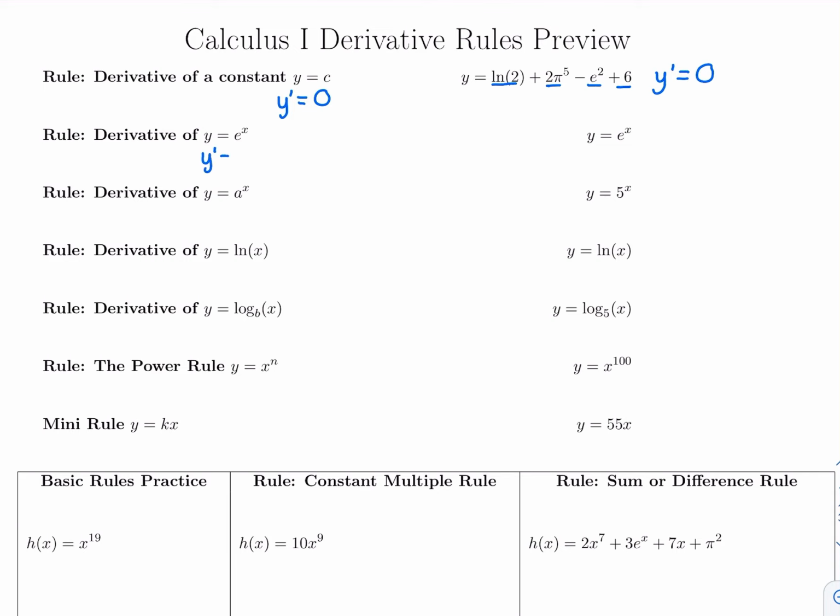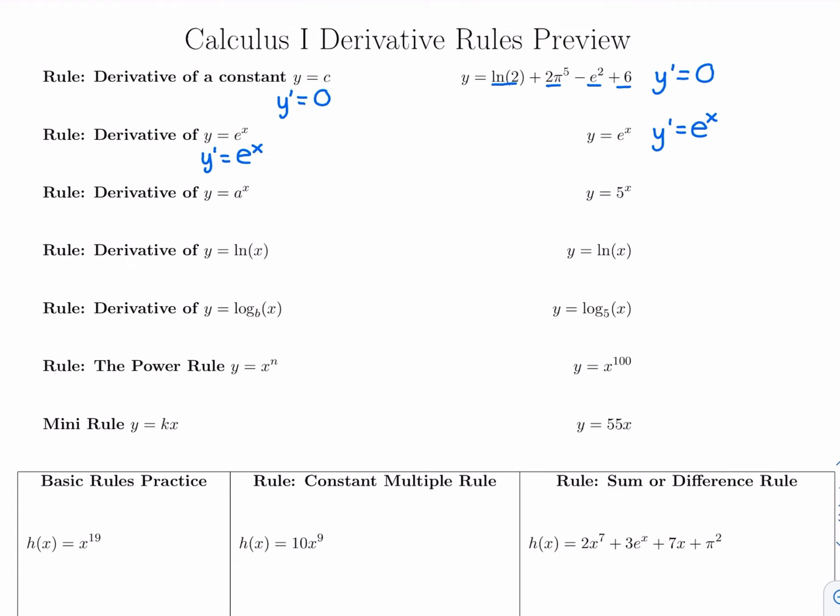Derivative of e to the x is e to the x. So anytime you see an e to the x, its derivative just ends up being itself. There is the limit definition of a derivative, and somebody did this over and over and realized that, hey, when I do this limit definition, I get the derivative of e to the x is just e to the x.